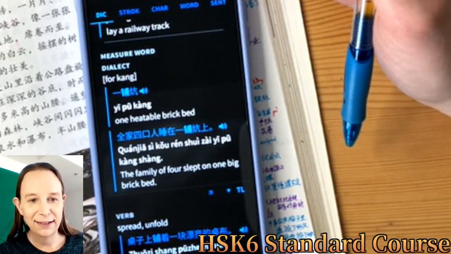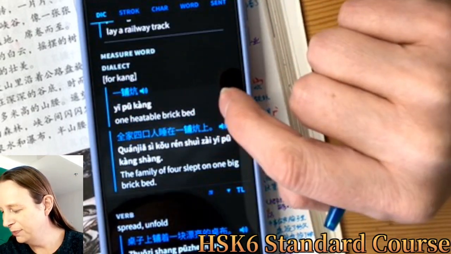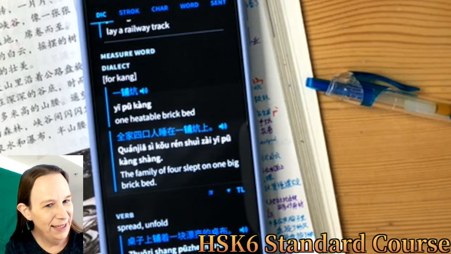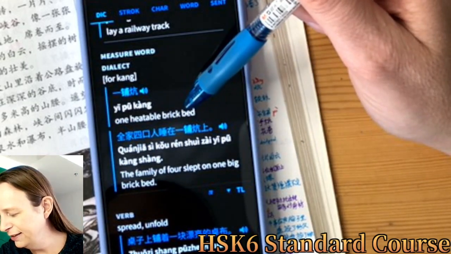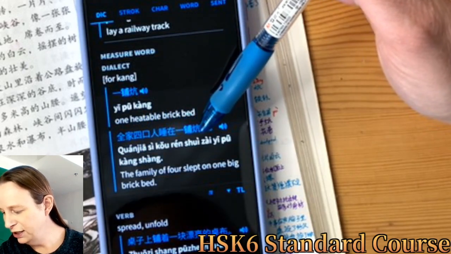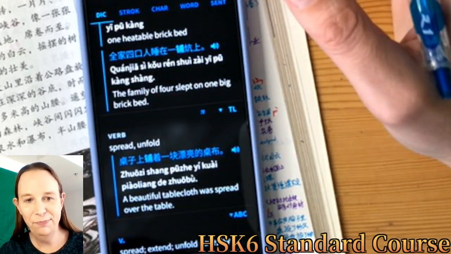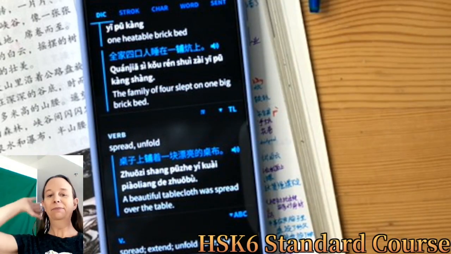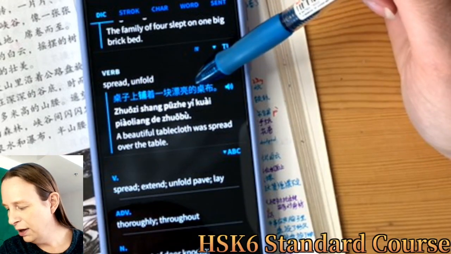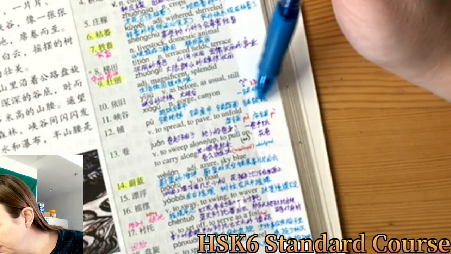Major word for kang. What is kang? 一铺炕. Kang is a special bed that has a fire heater or some kind of heater underneath. Okay, 全家4口人睡在一铺炕上. I think I need to know this exists, but I feel like these beds still exist in modern China. I don't think I've seen them. I've probably seen them in museums or something. 桌子上铺着一块漂亮的桌布. Okay, 铺. 铺地毯, 铺桌布, 铺路面, etc.